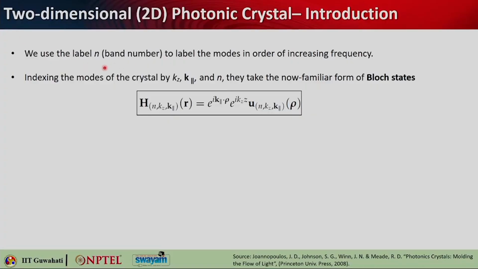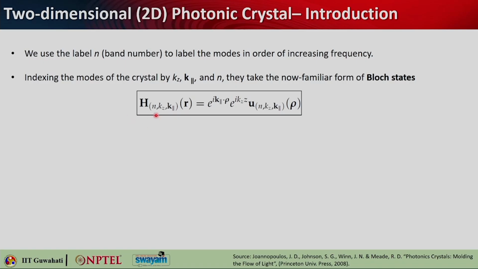So, let us now use the label n. N is the band number, to label the modes in order of increasing frequency. Okay. So, indexing the modes of the crystal by kz, k parallel. kz are basically those modes which are lying along the z direction. K parallel will be the modes lying in either x or y, that is the parallel plane, and you can use this label n, right. And when you put them, they take the familiar form of the Bloch states.